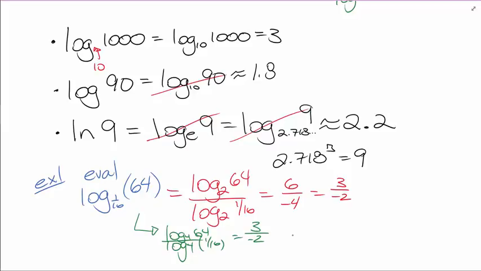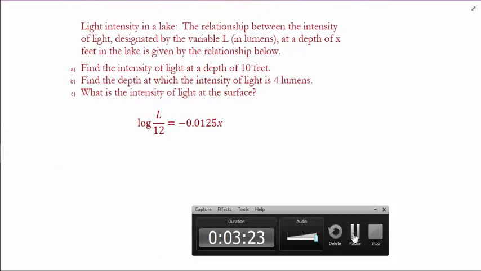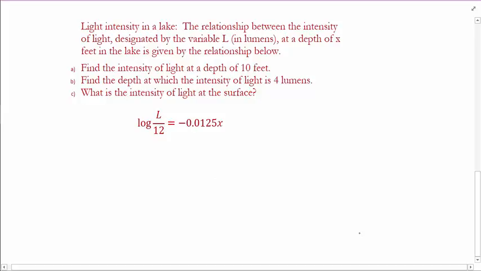The only practice problem I'm going to give you today is an application of logarithms. The application I'm going to leave you with is the light intensity at a certain depth within a lake. The relationship between the intensity of light, which is designated by a variable L in lumens, at a certain depth x in feet in the lake is given by the relationship below. 3 questions. Find the intensity of light at a depth of 10 feet. Find the depth at which the intensity is 4 lumens, and also find the intensity of light at the surface.